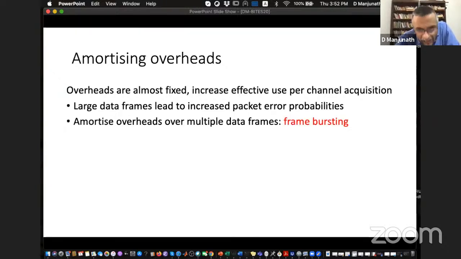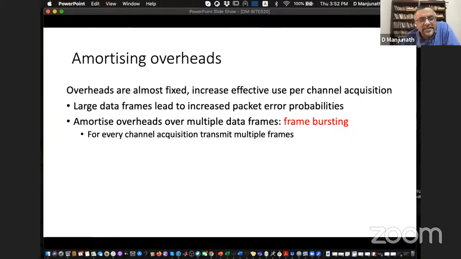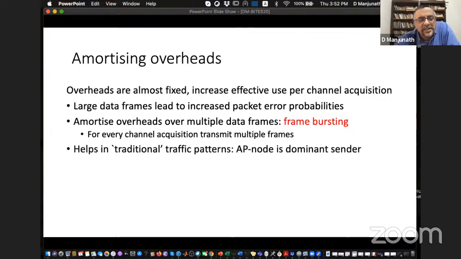So what you can do instead is, every time you get the channel, you send multiple small frames. This is what is called frame bursting. For every channel acquisition, you transmit multiple frames, and this helps in traditional traffic patterns.